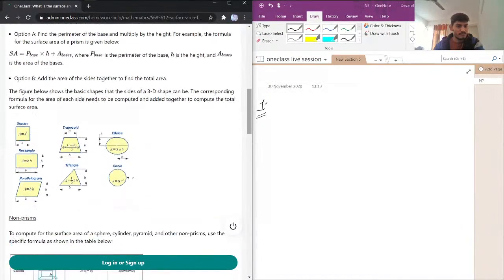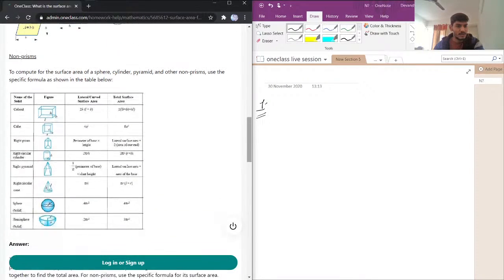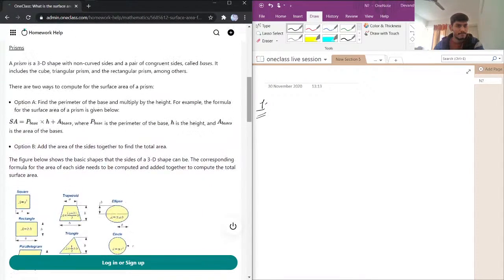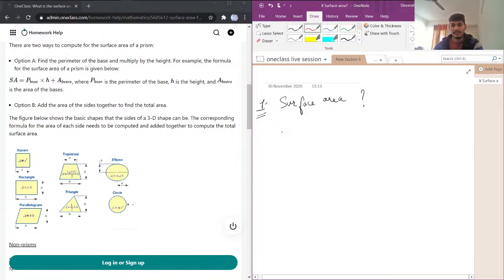So we have non-prisms, lateral and curved. First I will start with a normal thing: surface area. Surface area is basically a term for 3D shapes. For 2D shapes, we just use the term area, but for 3D shapes, we have volume.